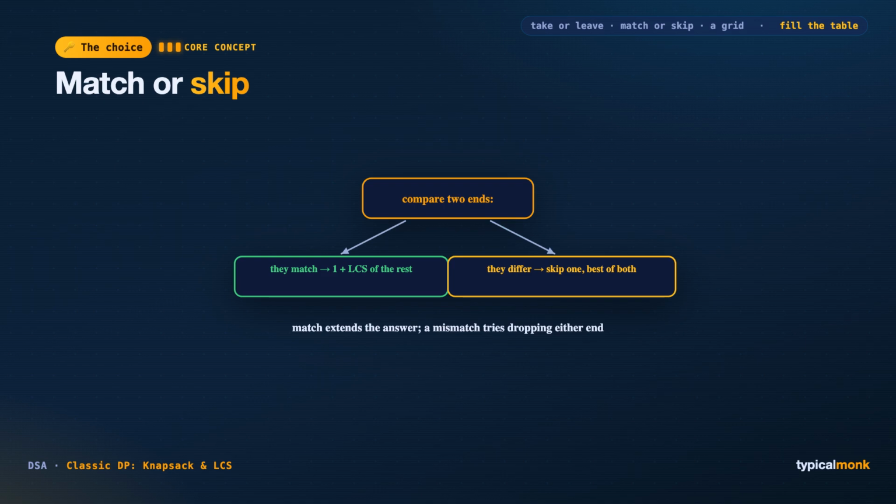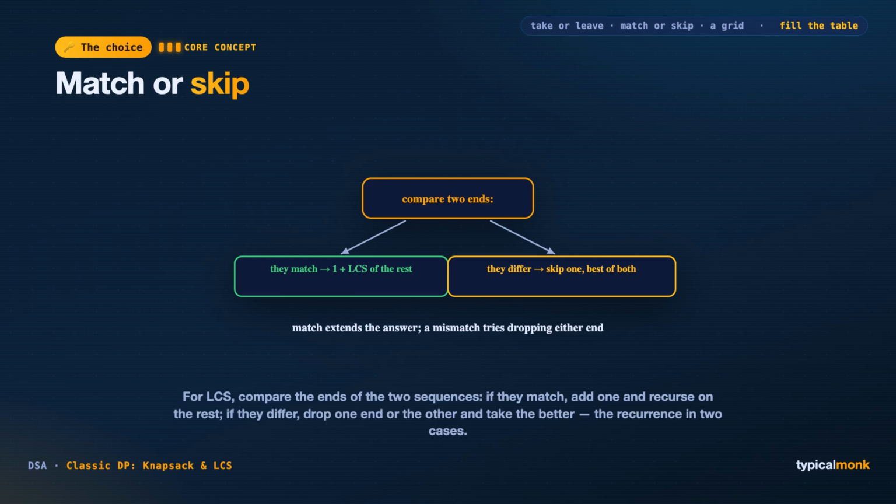Between the two cases, a match adds 1 and shrinks both. A mismatch drops an end and takes the better. You have the full recurrence. And every branch is a smaller LCS subproblem. They overlap heavily, so we store them in a table, exactly as with the Knapsack. Notice the parallel. Knapsack asked take or leave for each item. LCS asks match or skip at each end. Two problems, the same shape of decision.